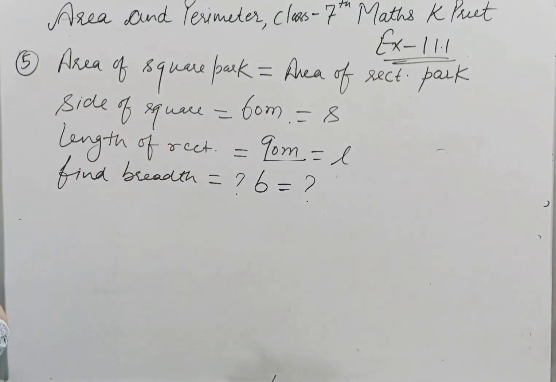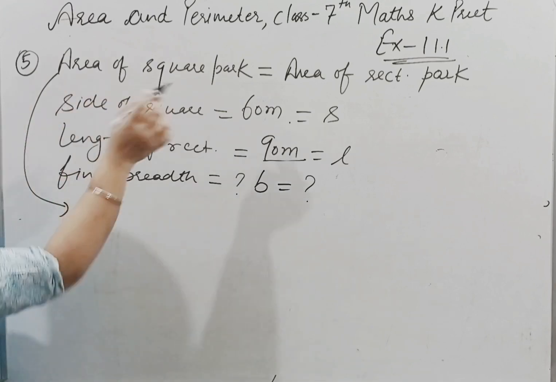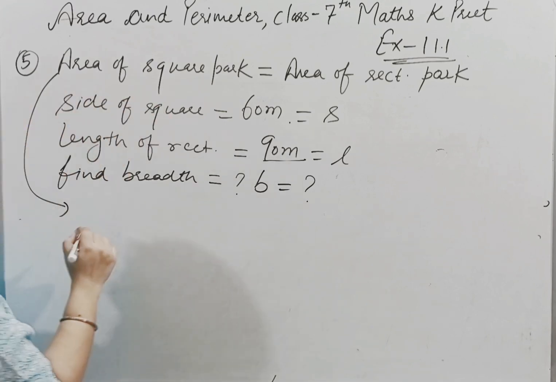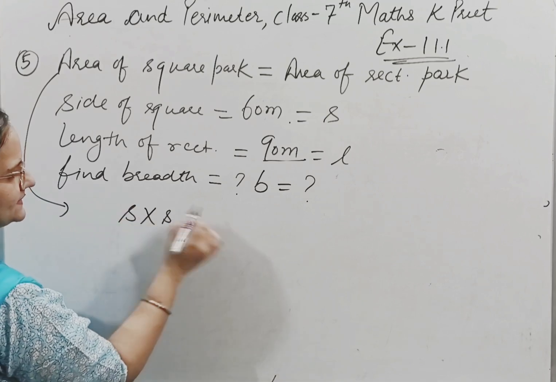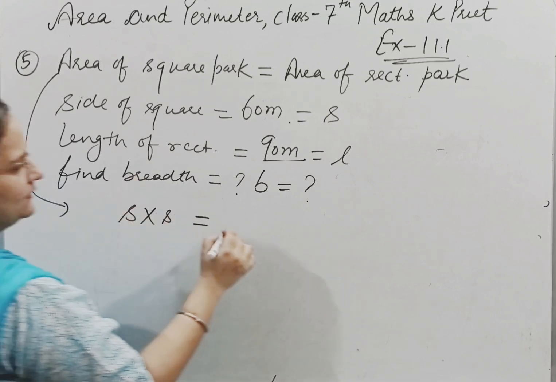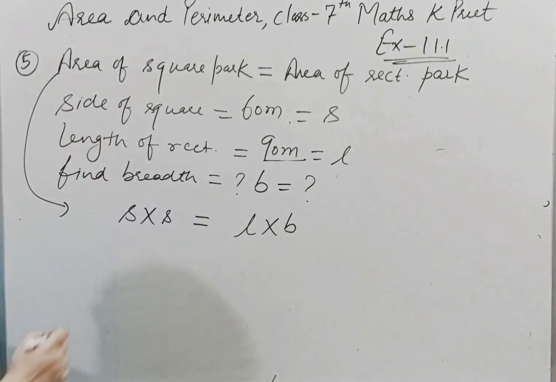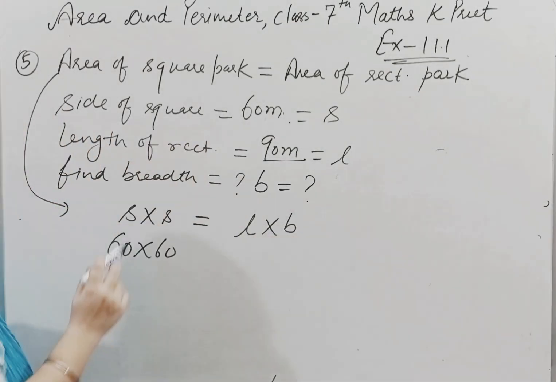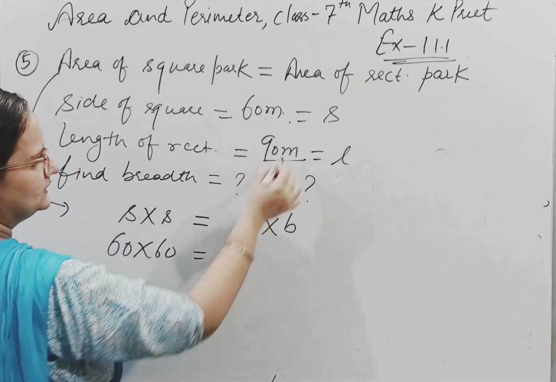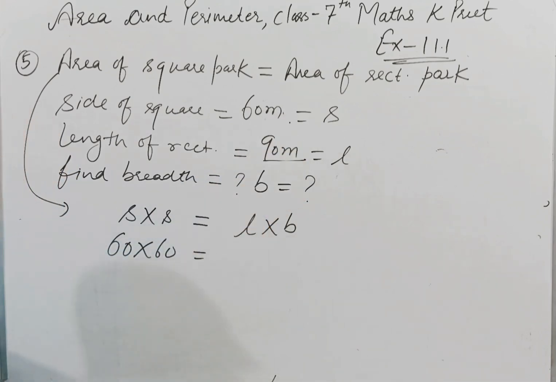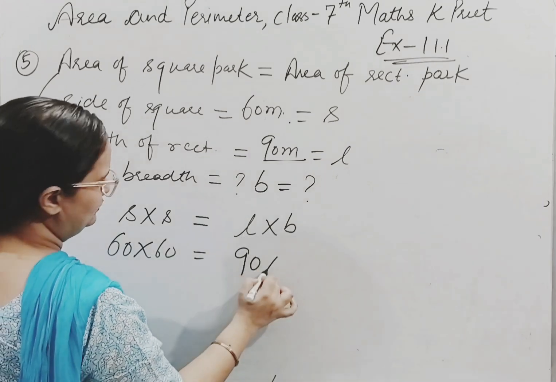So first, area of square park is equal to area of rectangular park. From here I'm writing, suppose I'm writing this again, then put the values. Area of square park is side into side, or S square you can write. Area of rectangular park is what? L into B. So if the side of the square is 60, both the lengths are in the same unit, so we need not change anything. If the units are different, then make them the same first, then proceed with the question. So length is what? 90 into B.